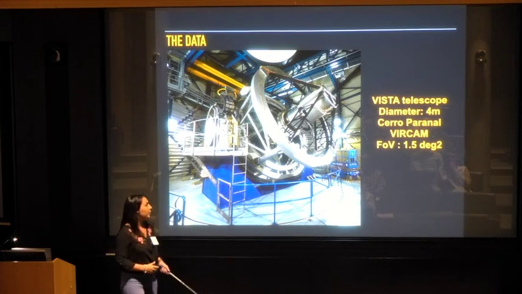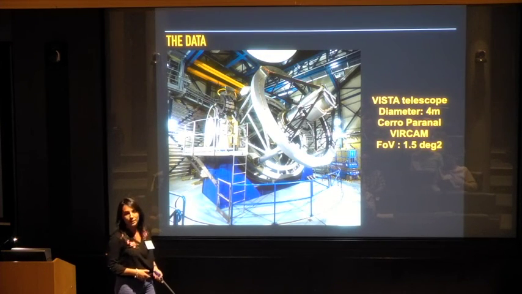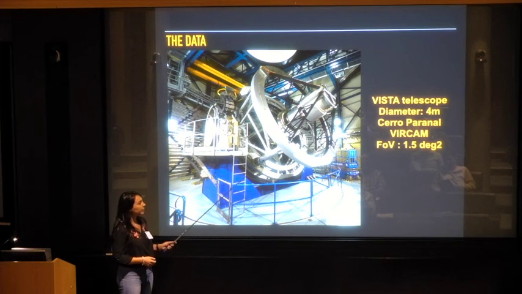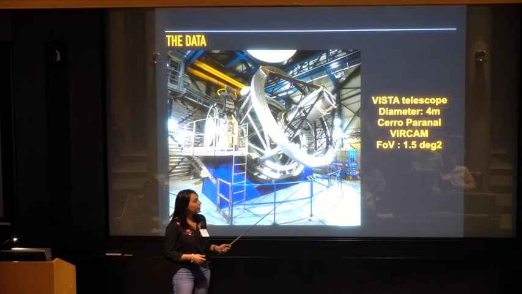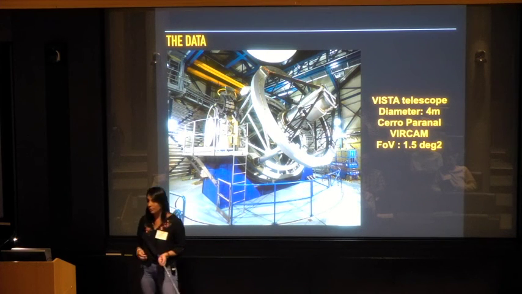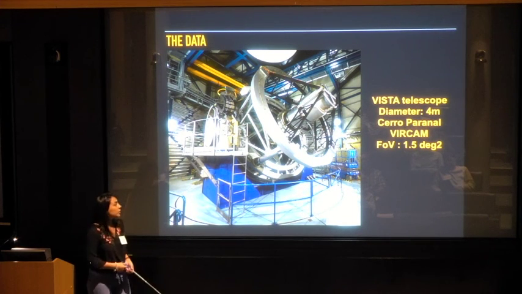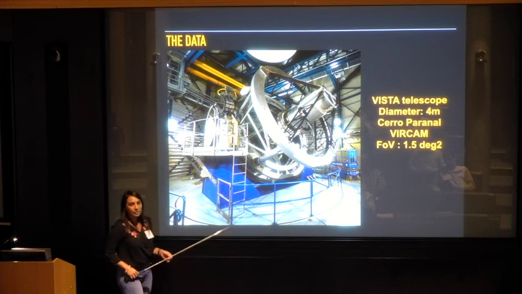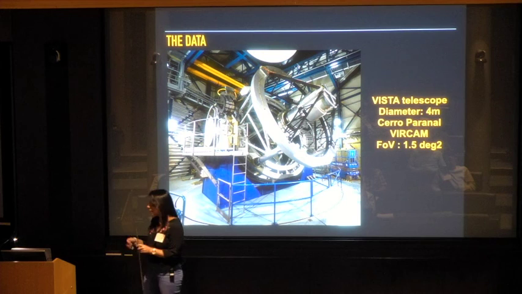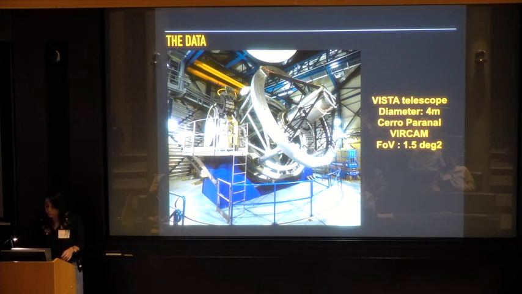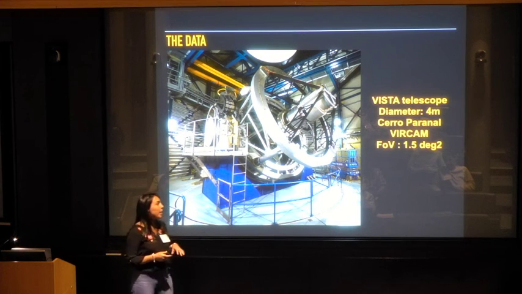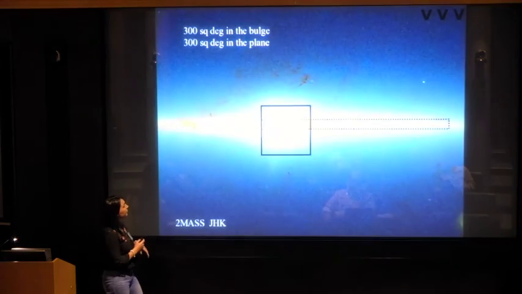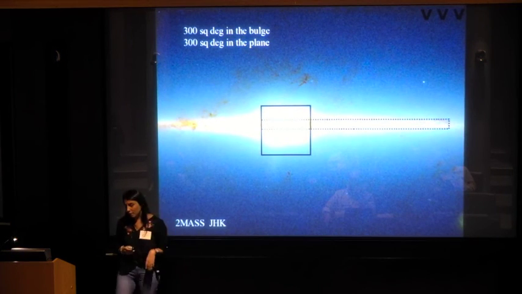So I will briefly introduce what the VVV is. We use the VISTA telescope, which is a 4-meter telescope. The field of view of the VIRCAM camera is 1.5 degrees square, so it's pretty big. The important thing about this survey is that we are observing in the near infrared, so we can go through the dust in the center of the galaxy and study objects there. So this is the area of the VVV.